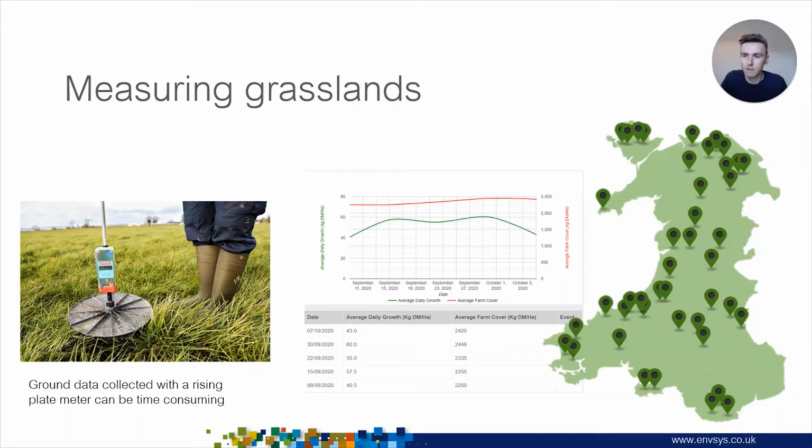This is required to estimate daily growth and farm cover, and is often expressed in kilograms of dry matter per hectare. Collecting this data across fields every week can be very labour intensive and is not always representative of variation seen across a field.